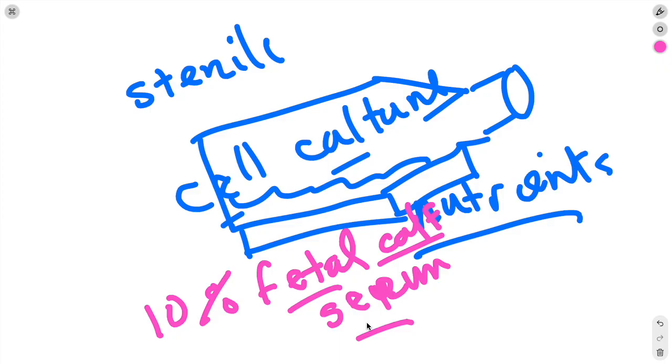Because in our bodies, in animal bodies, cells don't respond directly to nutrients. They respond to growth factors like this. And so there's a good thing to be aware of, because it's not going to be the nutrients, it's going to be these regulatory factors like that.